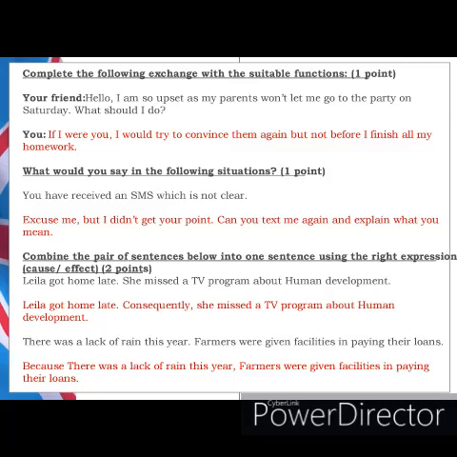Next one, there was a lack of rain this year. Farmers were given facilities in paying their loans. So, this is the best way and the easiest way to write it, I think. Because there was lack of rain this year, farmers were given facilities in paying their loans. You can put because, as it can be a subordinator as it can be a conjunction. So guys, you are free to put it in the beginning of the sentence or in the middle of the sentence. It's okay. You just need to respect punctuation.